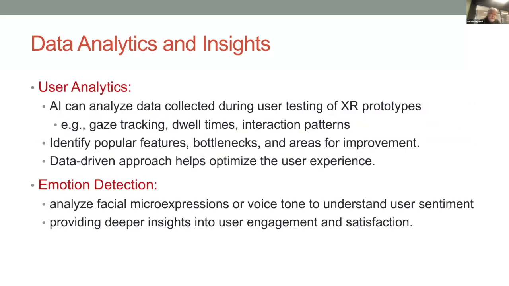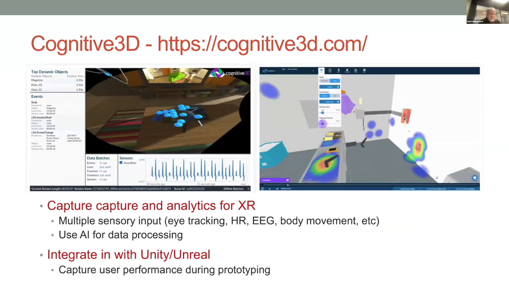Just the same way as you can use analytics on the web to measure people's web interactions, you can use AI to analyze data collected in user testing of XR prototypes, or you can use it for emotion detection while people are inside VR displays. For example, there's a company called Cognitive3D, and what they do is they create a small plugin you can add to your VR or XR program, and it measures multi-sensory input. So it measures your eye tracking, your heart rate, your EEG, your body movement, and then it uses AI to process the data to create heat maps of people's interaction in VR. So you can see on the left-hand side some of the input being connected, on the right-hand side some of the heat maps being created.